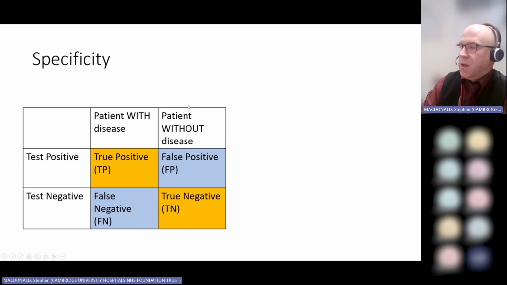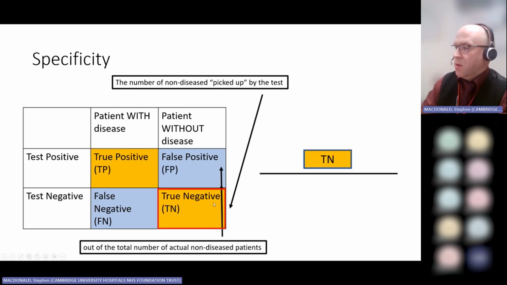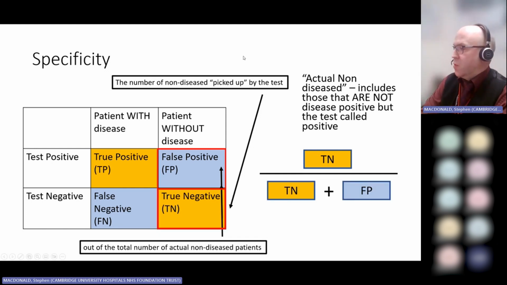Likewise, specificity. Whereas with sensitivity we looked at this column here for the patients with the disease, we're now looking at how we classify patients without the disease. So we look at the number of non-disease patients picked up by the test, the true negatives down here, and divide that by the total number of patients in that column, remembering that the actual non-disease patients in this case have given a positive result and are therefore a false positive. So the true negative divided by the true negative plus the false positive.